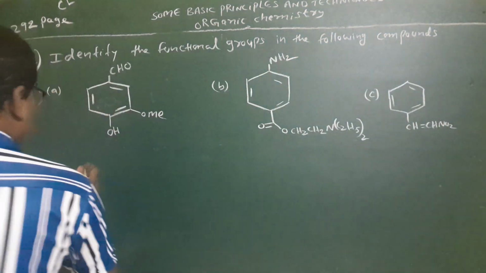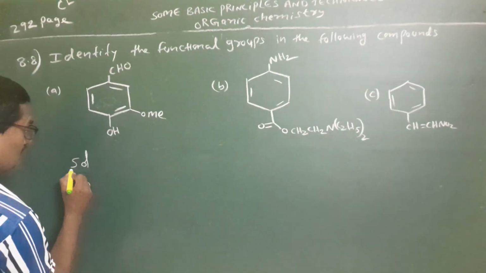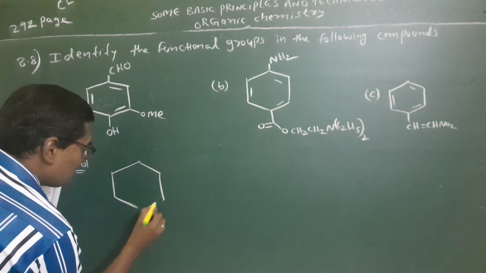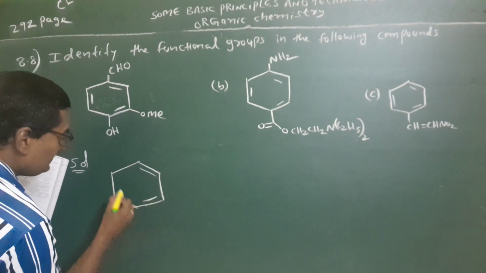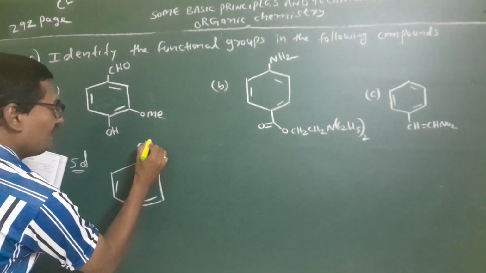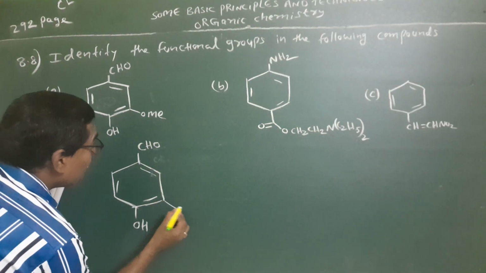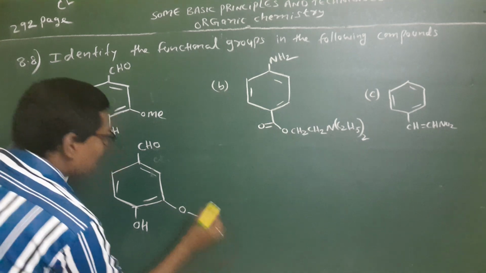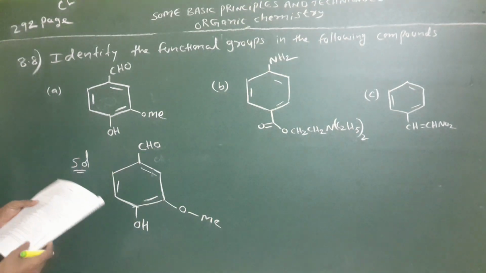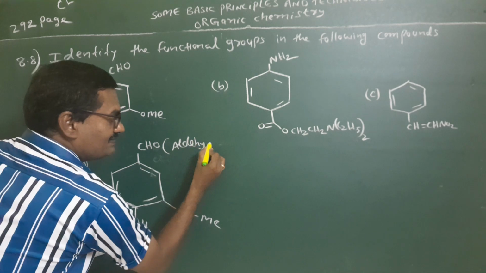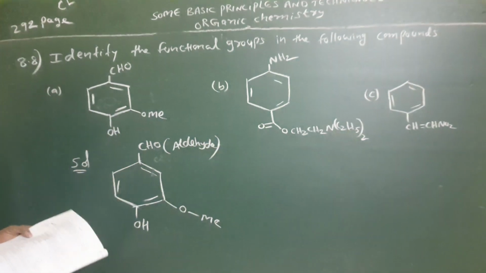So first one, solution. The structure is a benzene ring. Here, aldehyde. This one is alcohol, it is OMe, so ether. So the functional group is aldehyde. It is aldehyde.